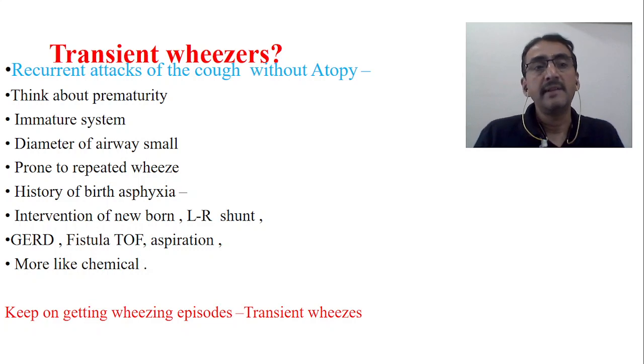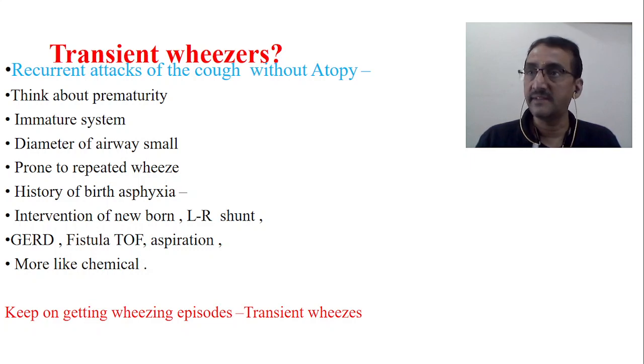Now, when there are recurrent attacks of cough, what are the things to consider? If there is a family history of atopy, and the child is also having recurrent attacks of cough, the diagnosis is over. The diagnosis is hyperreactive airway disease or atopic cough. But if there is no history of atopy or allergy in the family, but a child is having recurrent attacks of cough, then we will call it a non-atopic type of cough.